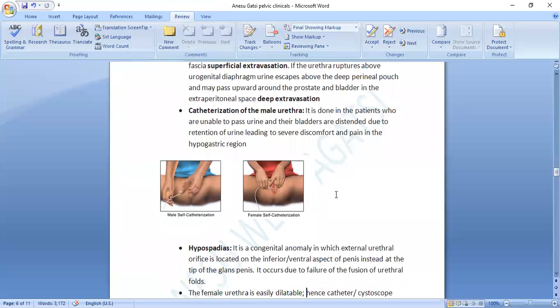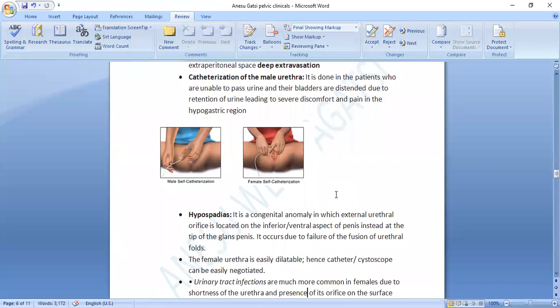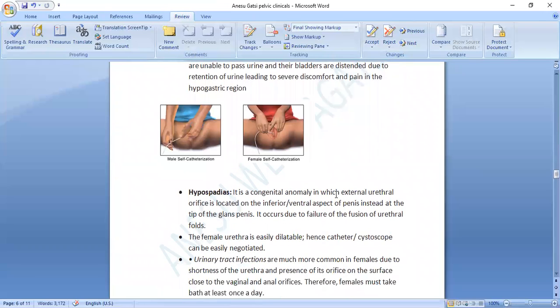Then we have hypospadias and epispadias. Hypospadias is a congenital anomaly in which the external urethral orifice is located on the inferior surface of the penis, commonly referred to as the ventral aspect. Then comparing the female urethra and the male urethra, the female one is more dilatable, hence you can pass a catheter.